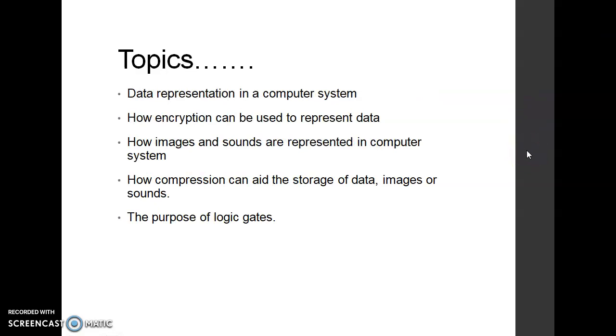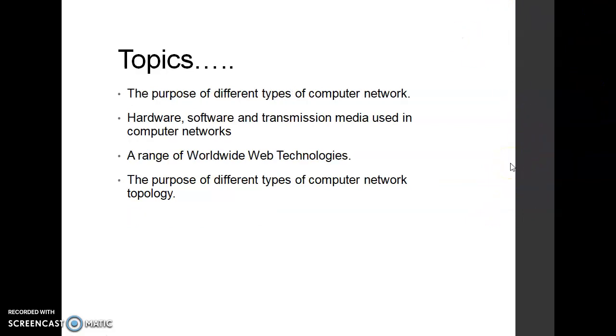And there are also topics that are data representation in a computer system, how encryption can be used to represent data, how images and sound are represented in computer system, how compression can aid the storage of data, images or sound, the purpose of logic gates, the purpose of different types of computer network, hardware, software and transmission media used in computer networks, a range of worldwide web technologies, and the purpose of different types of computer network topology.